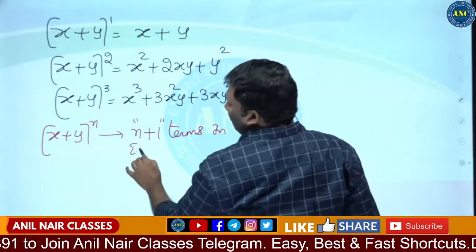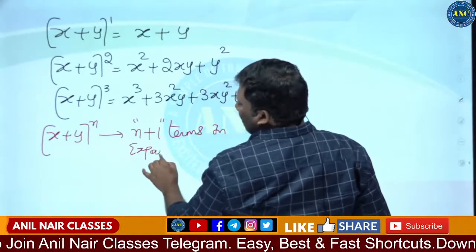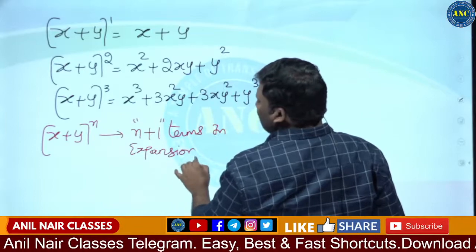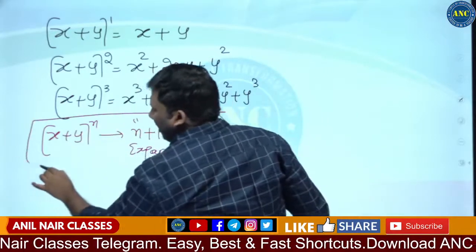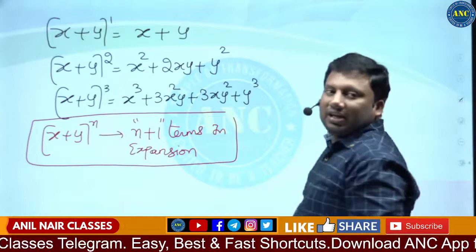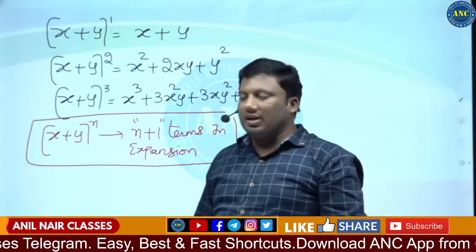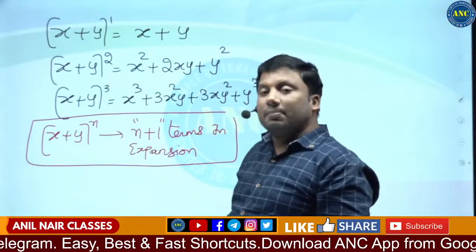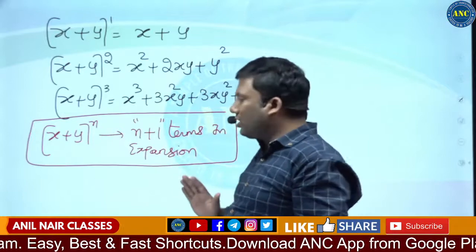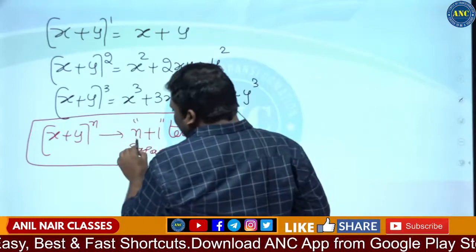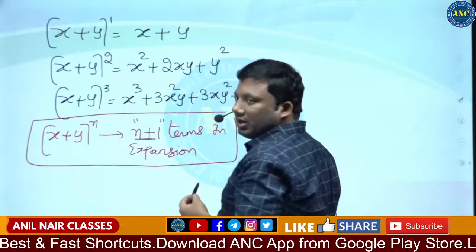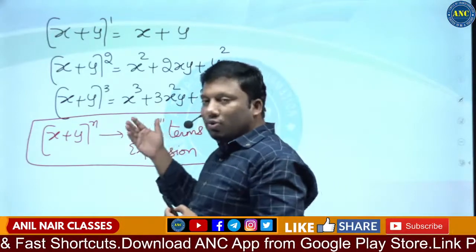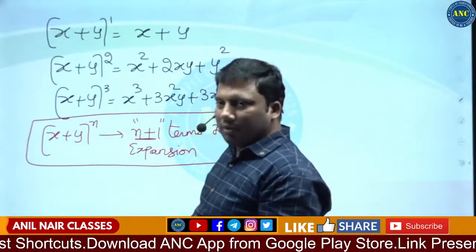If the power is 4, I will get 5 terms. If the power is 5, I will get 6 terms. If the power is n, how many terms will I get? N plus 1 terms. Sir, the question arises: if the power is n, why am I getting n plus 1 terms? Why is it 1 more than the power?